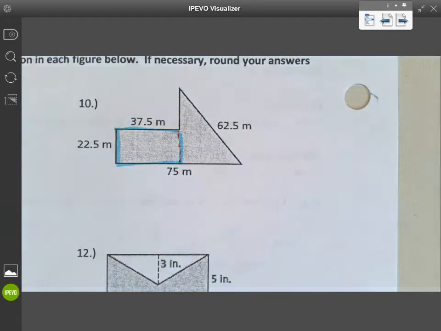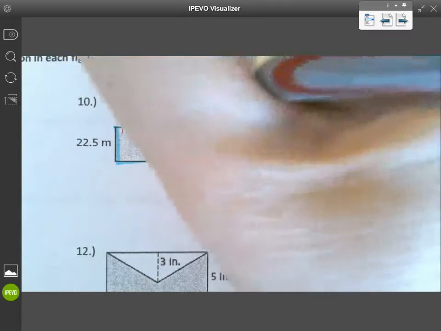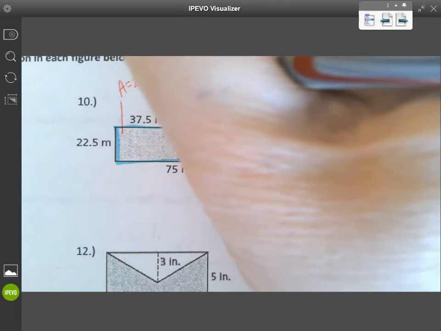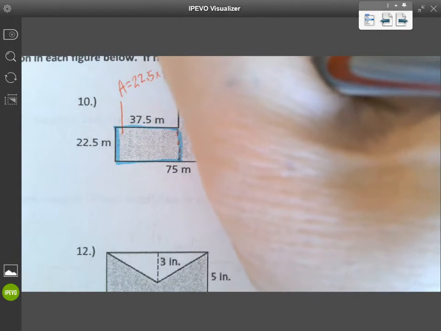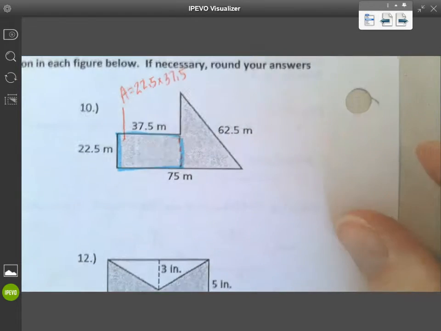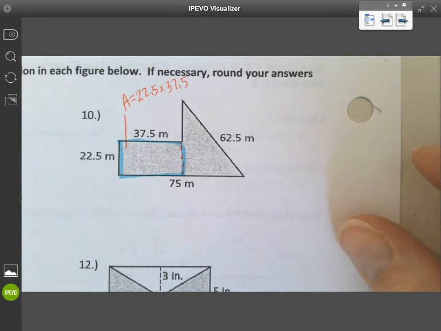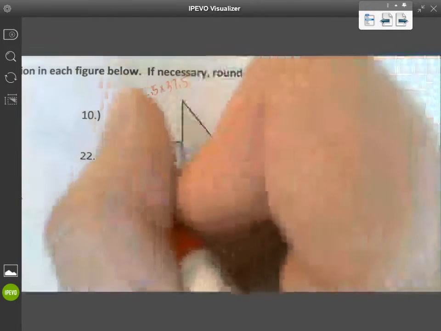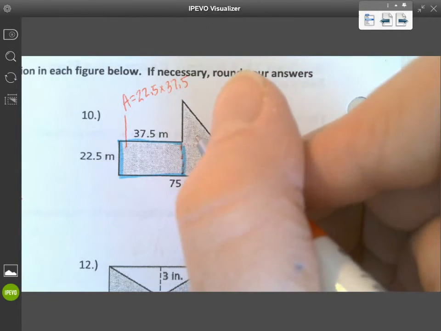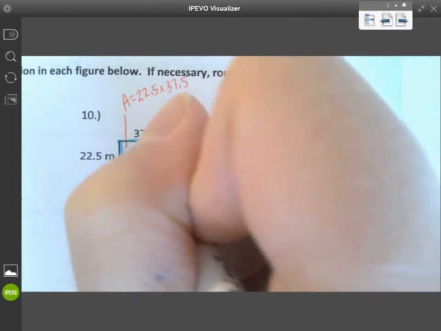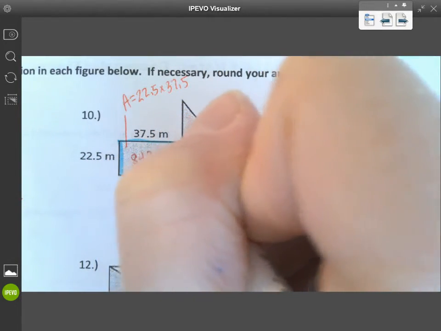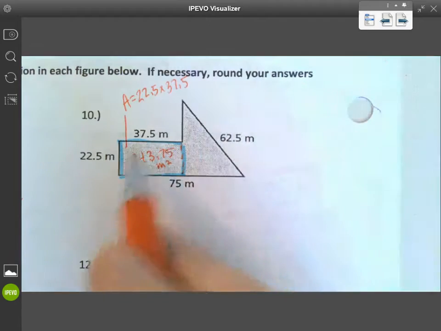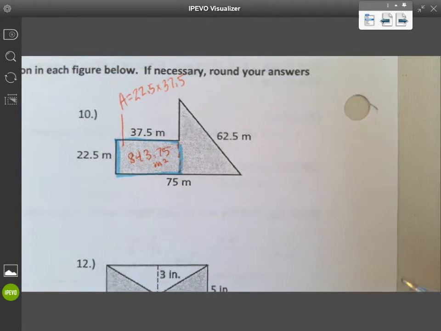Because what's the area of this rectangle? 22.5 times 37.5. So what's the area of my rectangle? 843.75. Do you agree with that? All right, now I know it says nearest tenth, but I'm not done yet, so I'm keeping those two decimal places. Here's the problem.